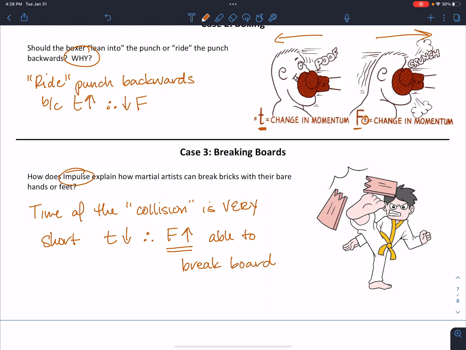Now, if they were not careful, which is why you also should not do this at home, if they do not provide that force fast enough, then chances are the duration will go up, the force that they can exert will go down, and the board will end up breaking their hand instead of their hand breaking the board. So again, the time duration of that impulse force, the way it is applied, is going to be vital in being successful at breaking what you want and not what you don't.